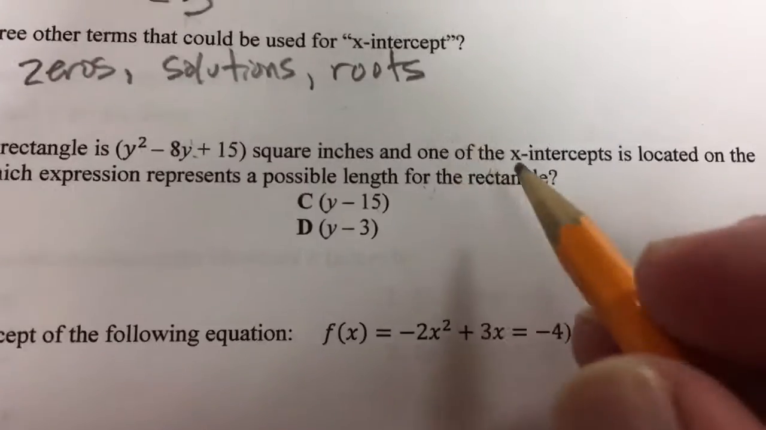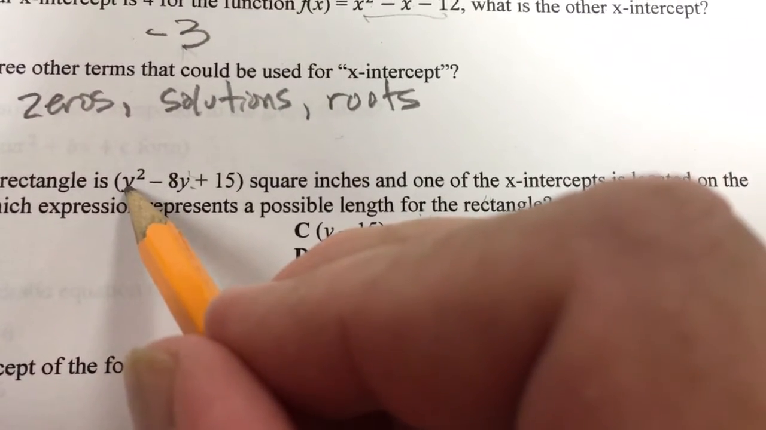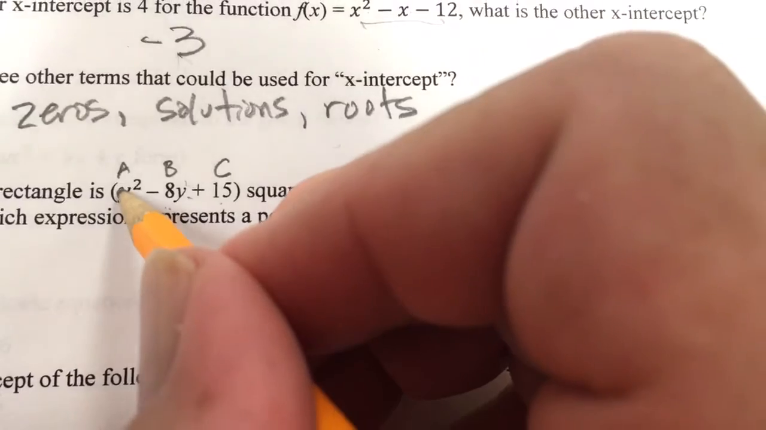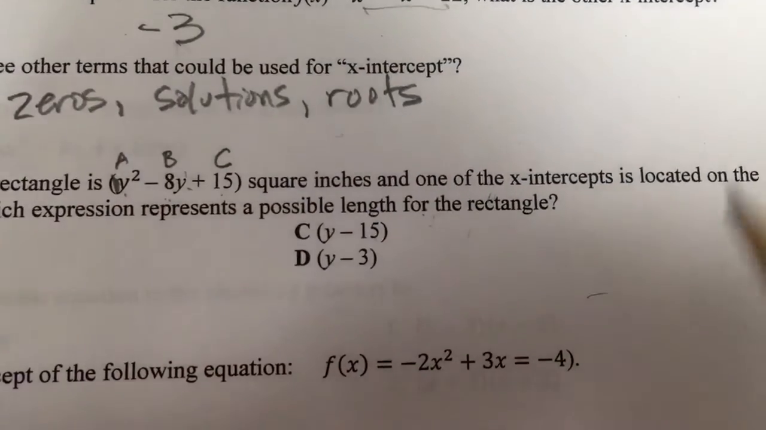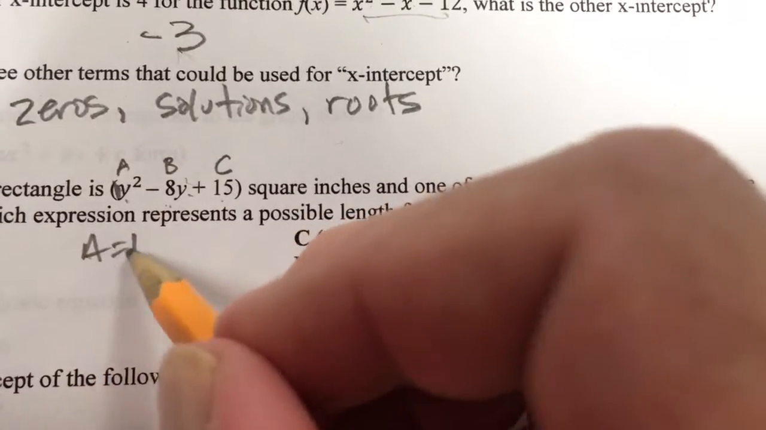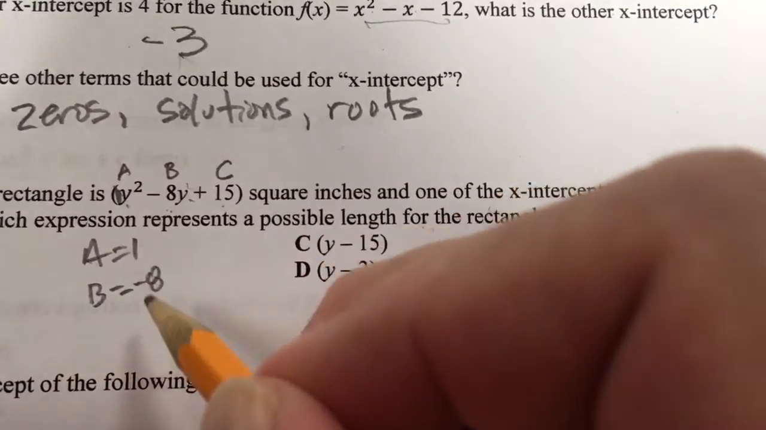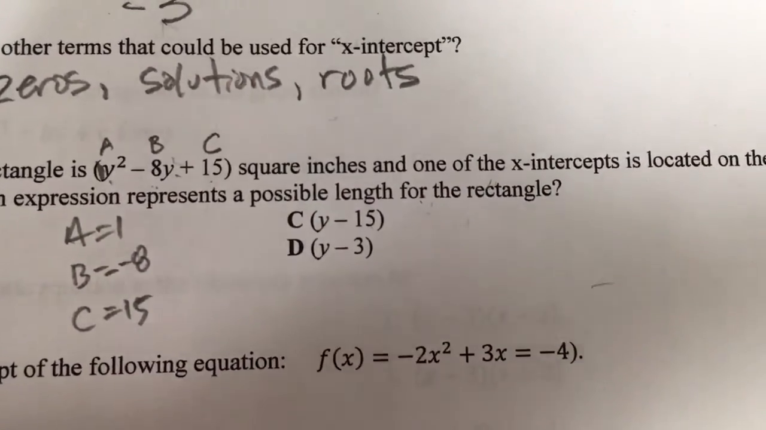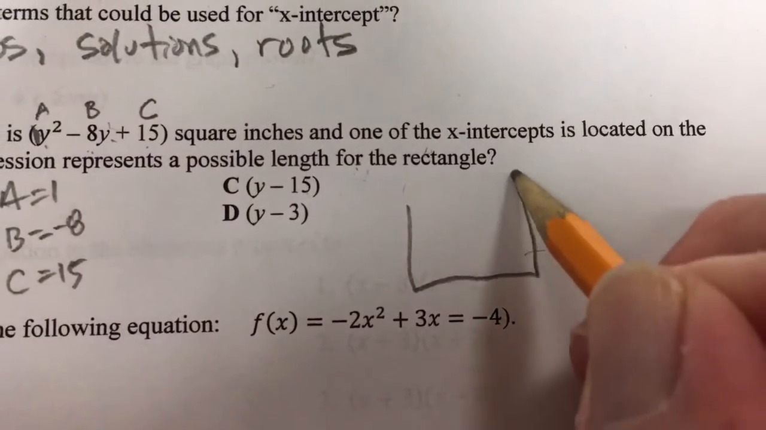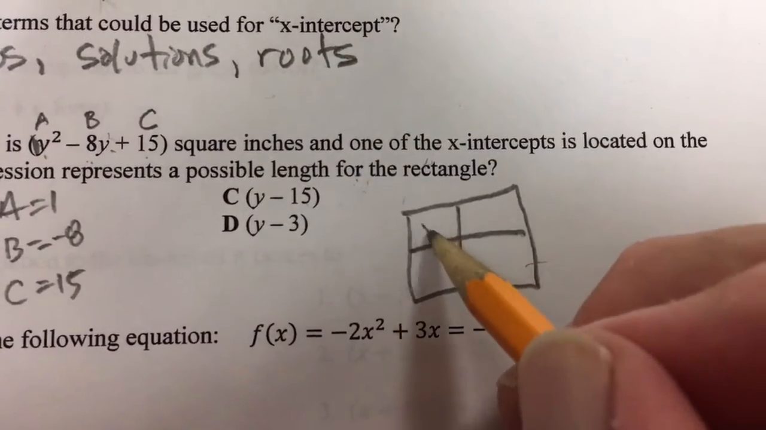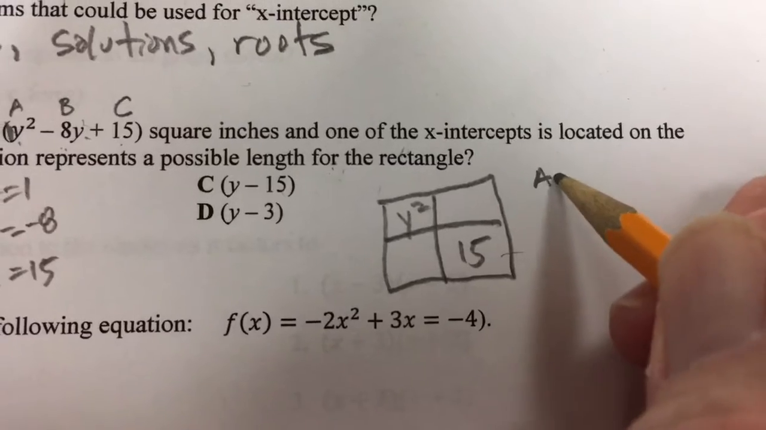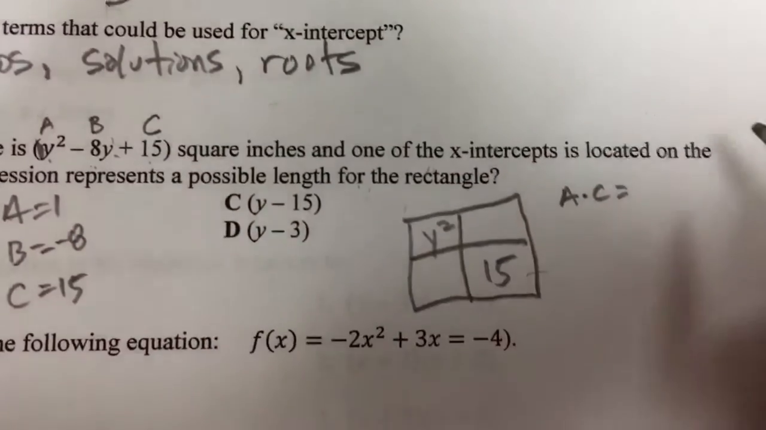So we have y squared, -8y, and 15. First thing we need to do is identify our A, our B, and our C numbers. So there's a 1 in front of this y squared. So A is 1, B is -8, C is 15. Now we're gonna draw our box and work backwards. We put the first term in the first box, the last term in the last box. We're going to multiply our A times C number. 1 times 15 gives us 15.